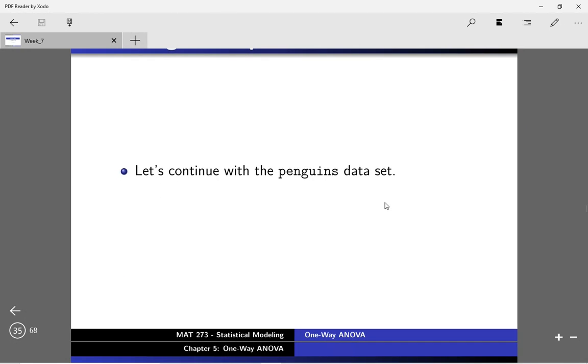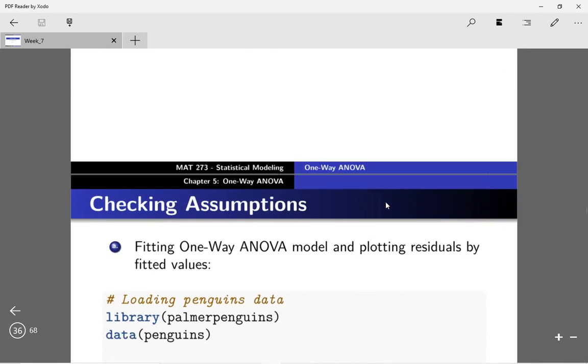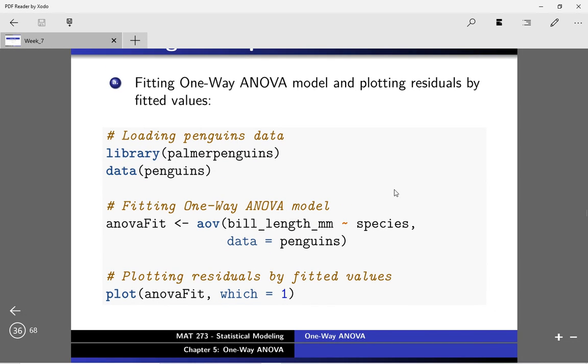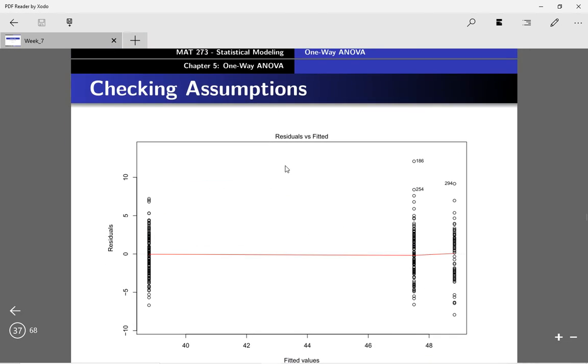Okay, and so we're going to look at the penguins data set again to see how we can check these assumptions. So we're going to look at comparing the average bill length, that's our response variable, across different levels of a group, which is going to be the species of the penguin. Then looking at this residual by fitted plot, here we can check the equal variances assumption.